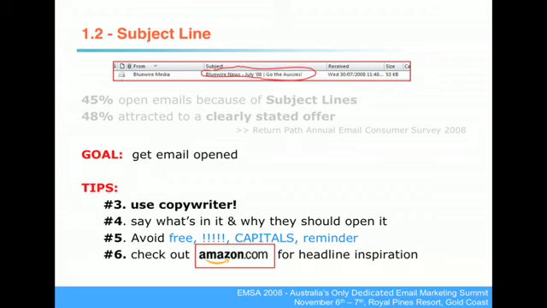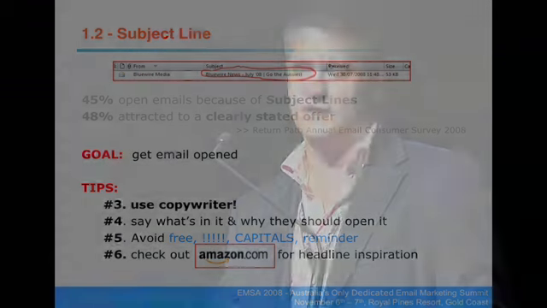Tip number 5, avoid words like free. Avoid having lots of exclamation marks or putting things in capitals. They're all very spammy words, and they're also words that imply that you shouldn't have to be screaming out at the page to get somebody's attention. If you think about the emails that you do open, they're from people that you know, they're rarely punctuated like that. And avoid words like reminder, because generally they have a lower open rate. It implies that you've already seen the content before. This is just going to be the same stuff again, so why would I bother opening it?